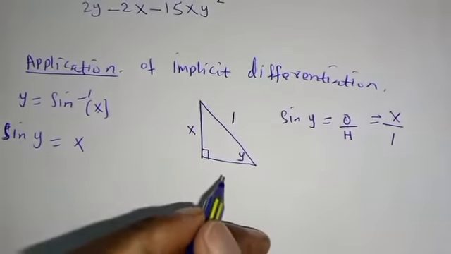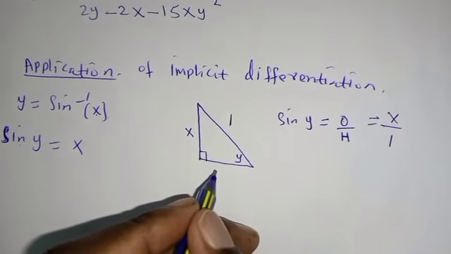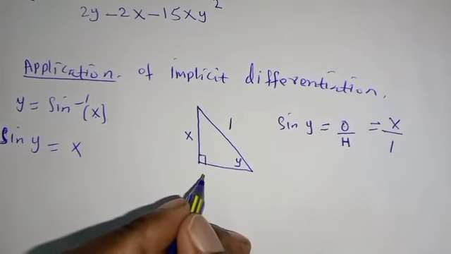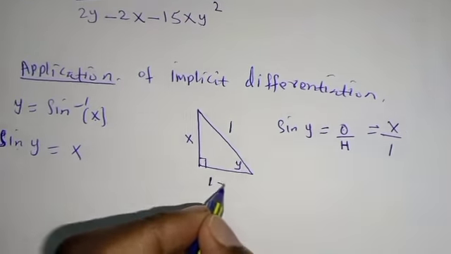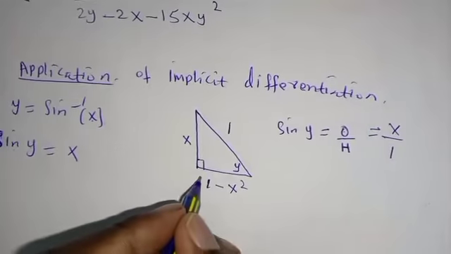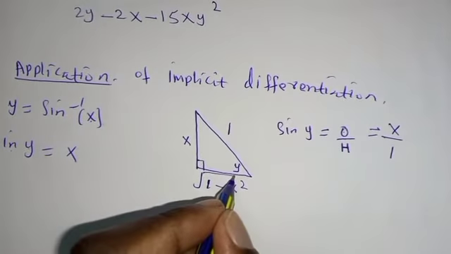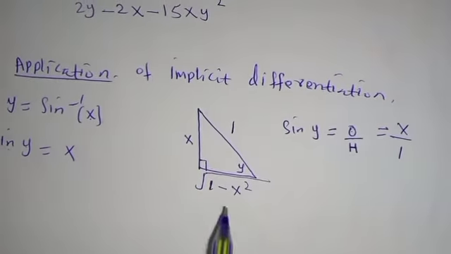Now we can get the adjacent by applying a Pythagoras theorem, which is square root of 1 minus x squared, by Pythagoras theorem.